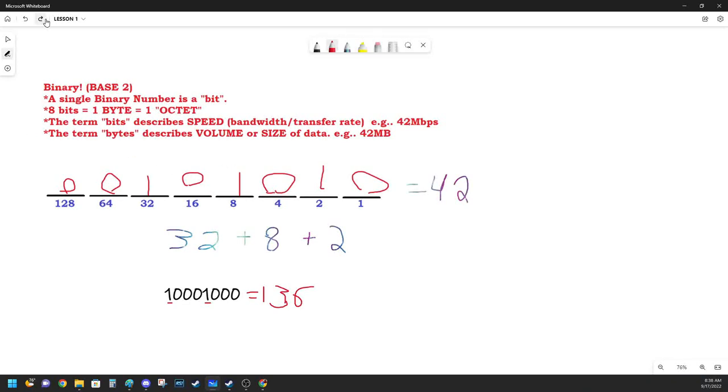If it has a 1, you add it. If it's a 0, you don't add it. There's nothing else. The 1 through 128, these numbers never change. These are a constant, because remember, they represent the powers of 2. So they will never change.